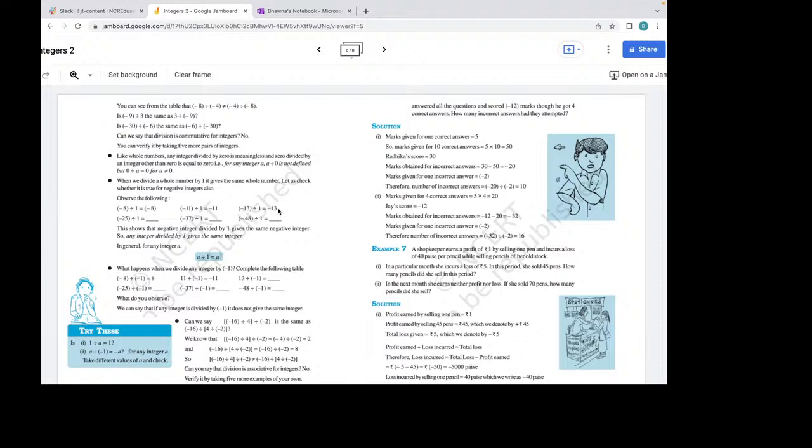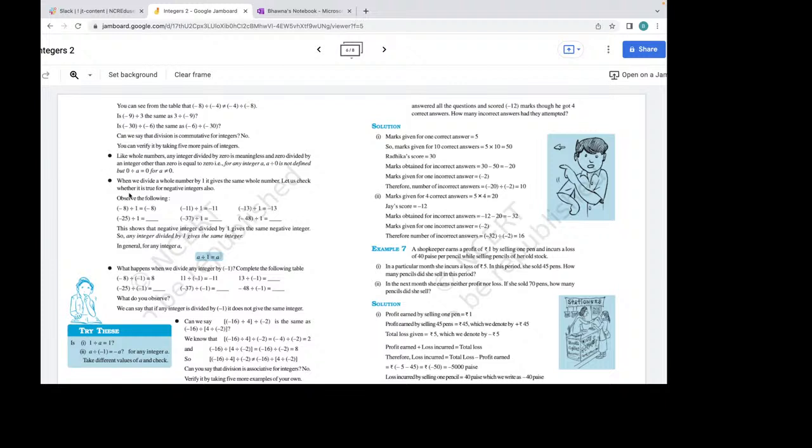Now there are a few more properties. If we talk about dividing like whole numbers, any integer divided by 0 is meaningless. We have multiplied the integers by 0 and we got 0. But when we divide the integers by 0, what do we get? We get nothing. It is not defined. If somebody asks you what we get if we divide integers by 0, it is not defined.